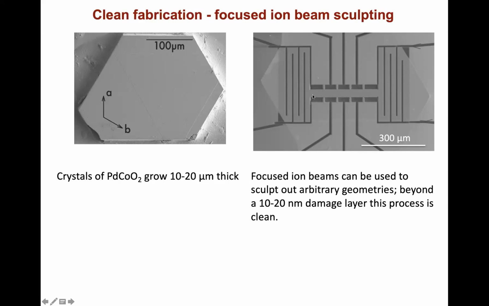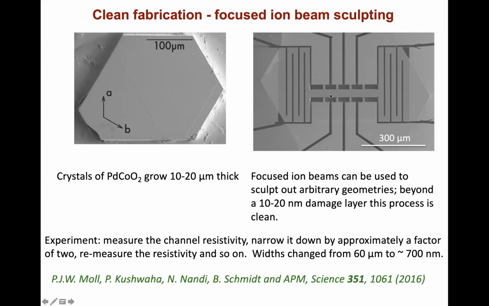And for the first simple experiments we were doing, we wanted that just to be, if you like, a Gurzhi wire, a 2-dimensional flow channel where each of our 2-dimensional planes were just conducting in parallel, but along a channel whose width we were going to restrict. And we set out to do the simplest conceptual experiment possible, which was to make the device, measure the channel resistivity, narrow the device by a factor of 2, remeasure the resistivity, and so on, as we successively changed the width of the channel from 60 microns to about 700 nanometers.